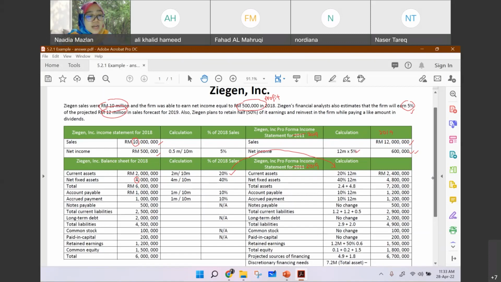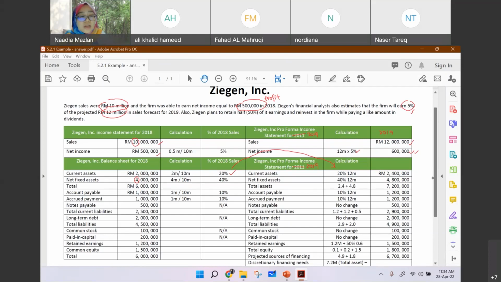Now we'll calculate the accounts payable. This is 1 million. 1 million out of 10 million, you got 10%. Bring it to 2019. 10% of 12 million is 1,200,000. Same with accrued payments. This is 1 million, 1 million over 10 million is 10%. Accrued payments, you multiply it, then you got 1.2 million. It is non-applicable for notes payable, so no change. So you're just going to put it back, 500,000 here.